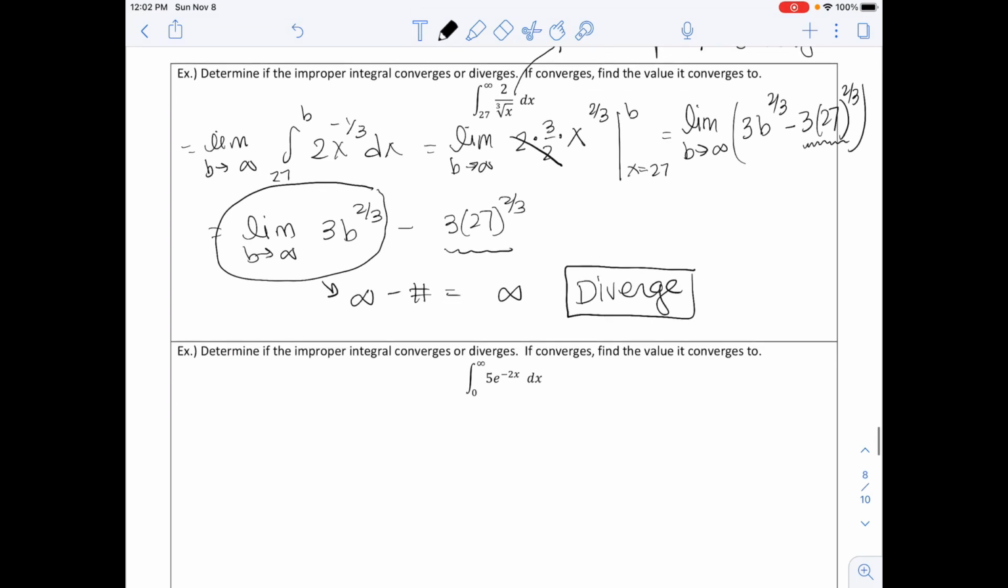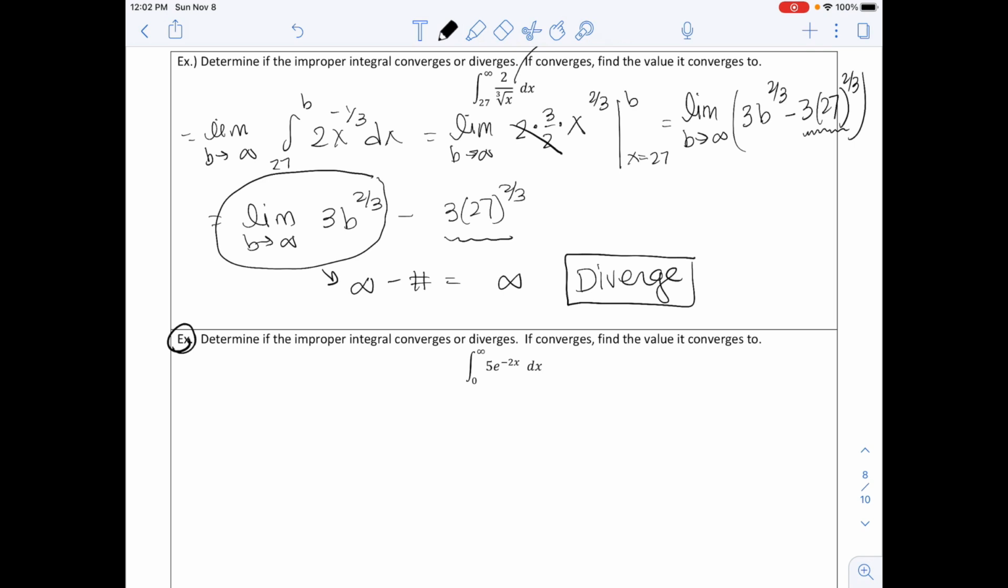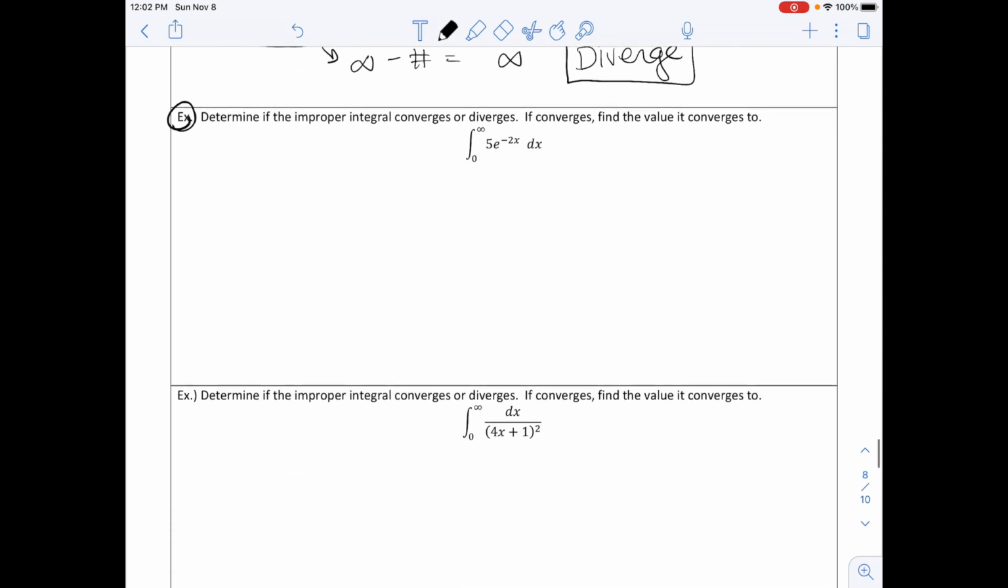So the next example that we have, I'm going to go ahead and circle, and we'll work on that one together in class.